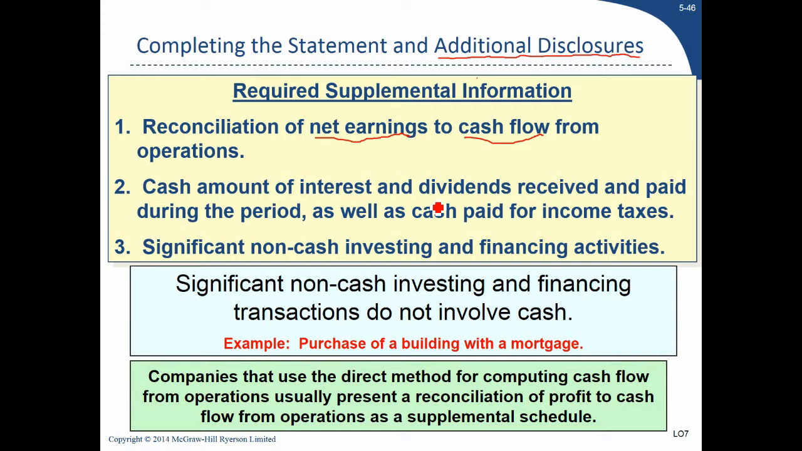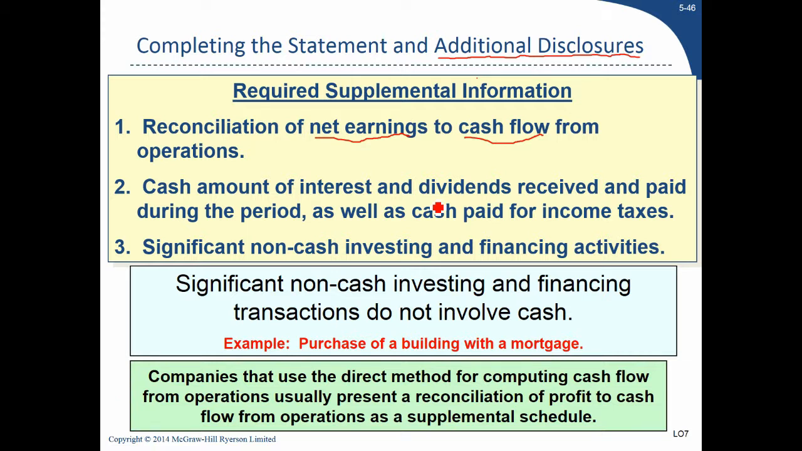Example, purchase of a building with a mortgage. Depending on the structure of the transaction, there's two ways to show this, right? One is you took on debt. Let's say you bought a building worth $1 million and you took on a mortgage of $800,000, right? One way to show this is increase in bank debt, $800,000 in your financing activities, and then show an outflow of cash of $1 million in your investing activities for acquisition of building, right?